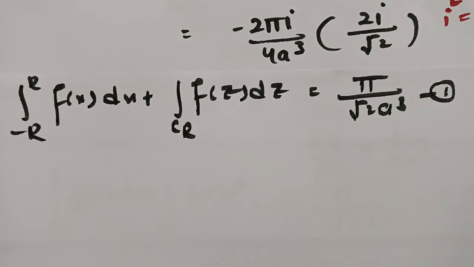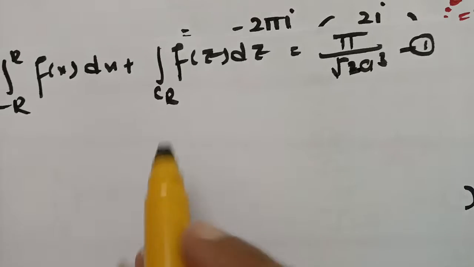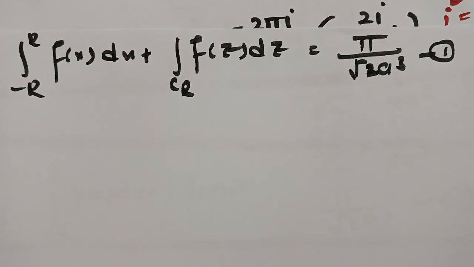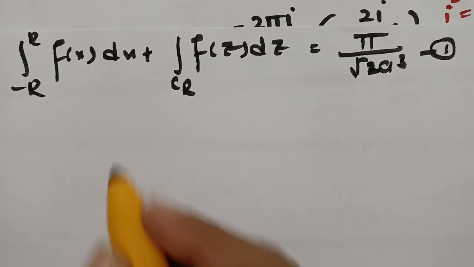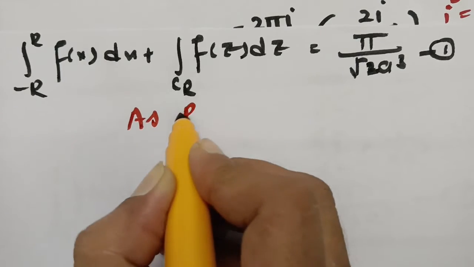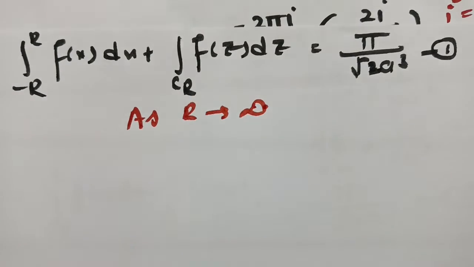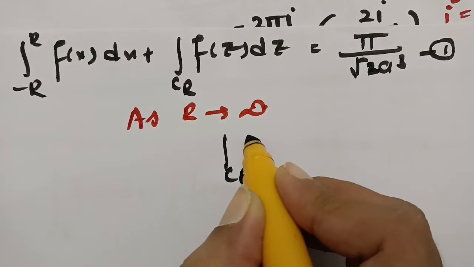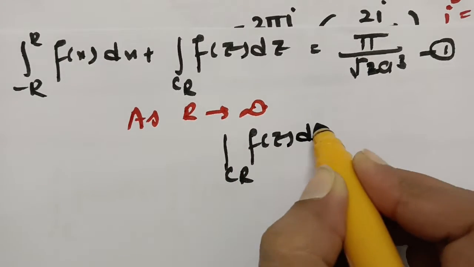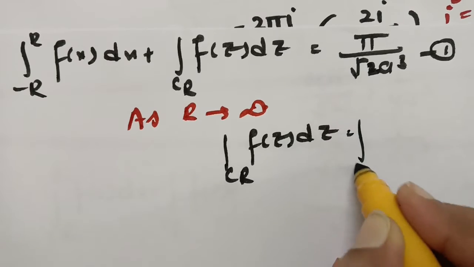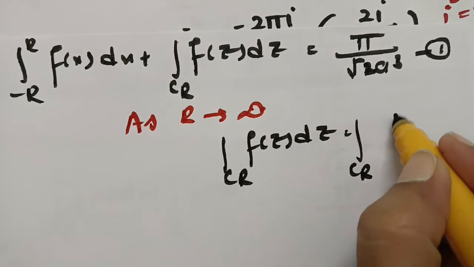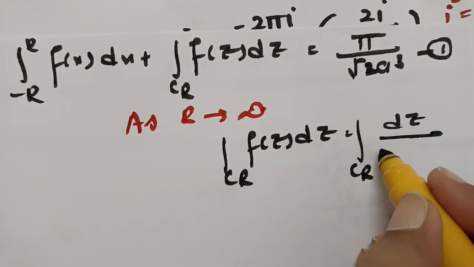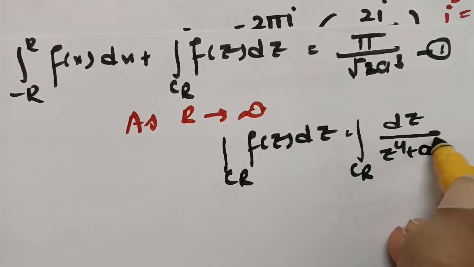And let us consider this as equation number 1. And coming to this, as R tends to infinity, this value I am showing you is the integral over CR of f of z dz. So what is the integral over CR of f of z dz? f of z is nothing but z square by z power 4 plus a power 4.